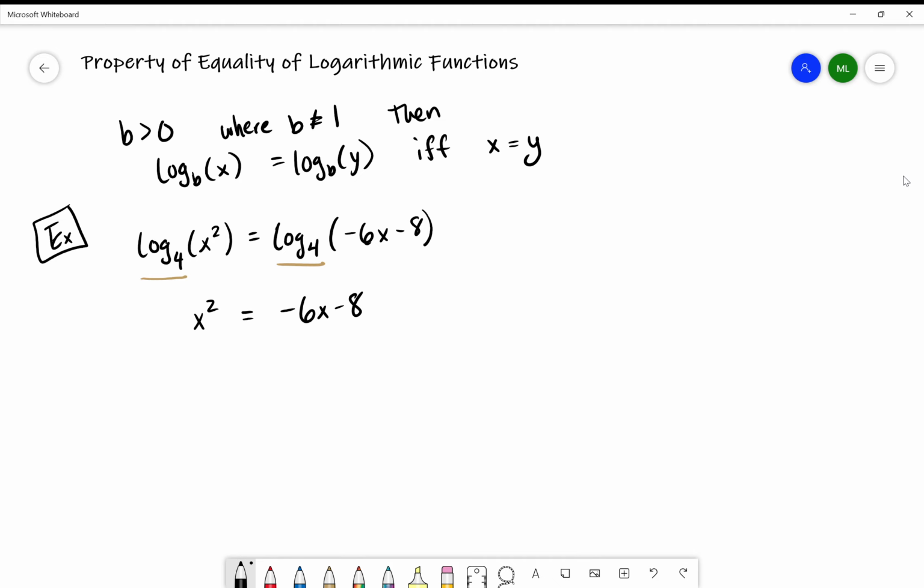Because they had the same base, you can just eliminate it and then set them equal to each other. So whatever is inside of your first log on the left-hand side of the equation is equal to whatever is inside of the log base 4 on the right-hand side of the equation.